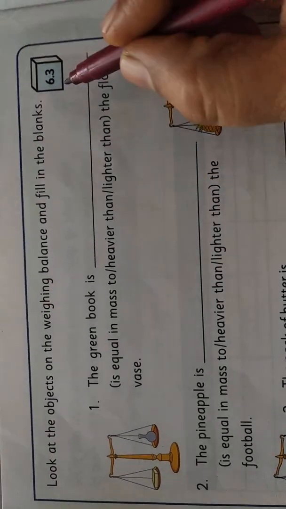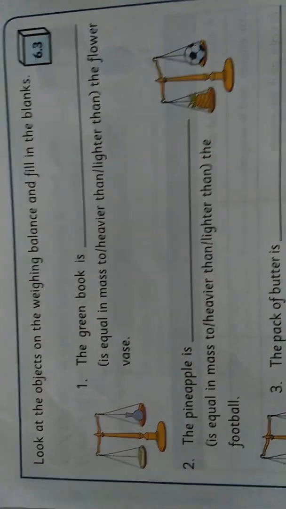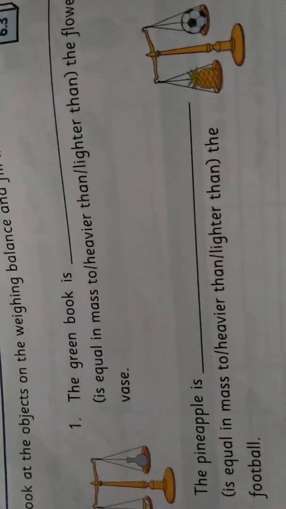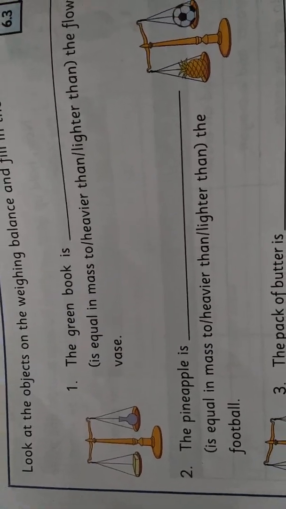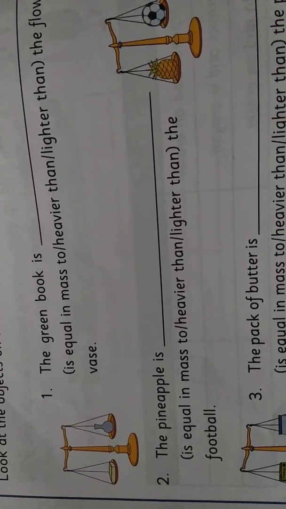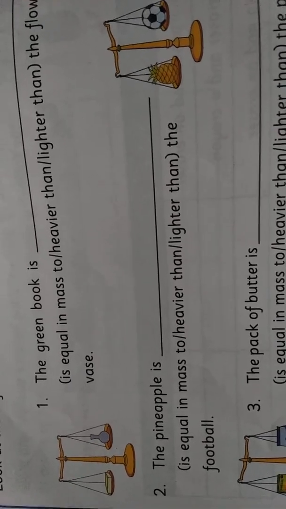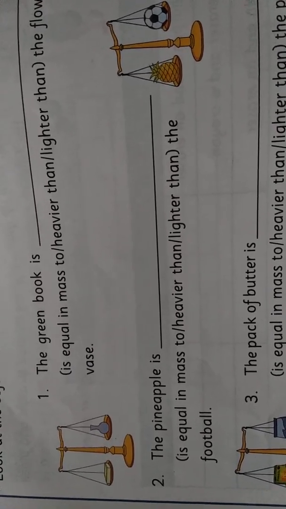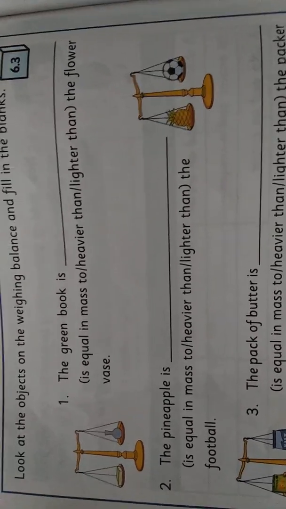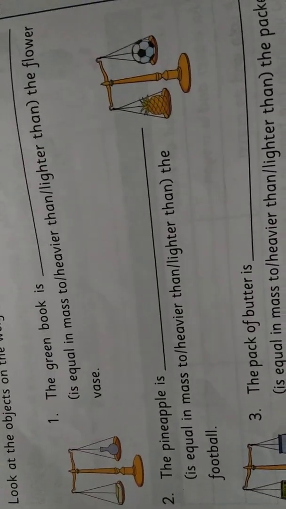Now next, Kanna, we are going to see activity 6.3. Look at the objects on the weighing balance and fill in the blanks. They have given the picture of a weighing balance, and in these two plates they have kept objects. In one plate they have kept the book, and in the other plate they have kept the flower vase.